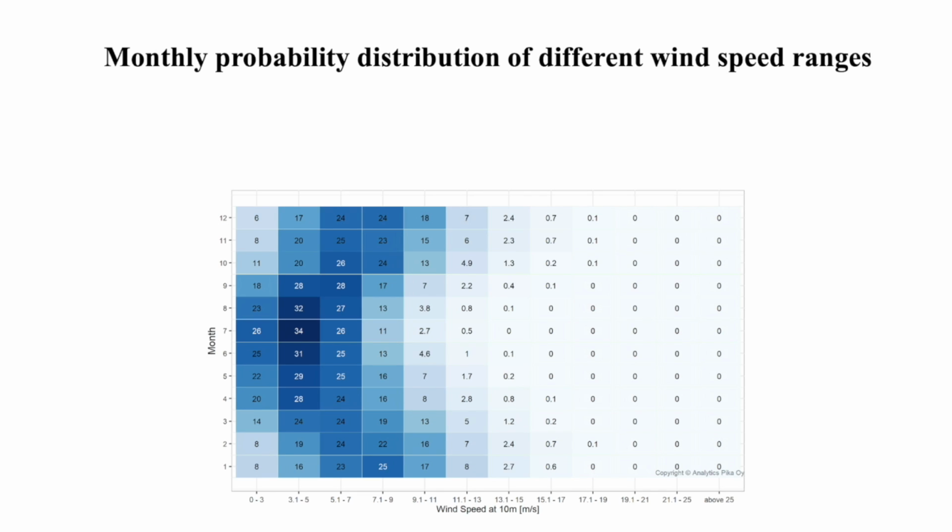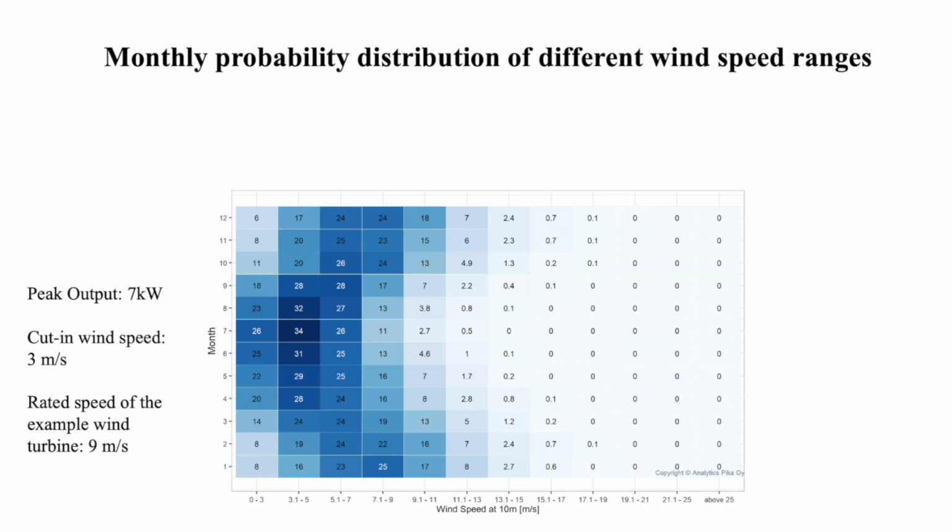for off-grid systems. To calculate the electricity production of a wind turbine, we use a table with probabilities of various wind speed brackets for each month, which is also included in the @c report. Let's consider this power curve we've mentioned before and wind distribution to calculate how much energy our wind turbine can produce per month. For the calculation, let's assume that our turbine has the following characteristics: 7 kilowatts peak output, 3 meters per second cut-in wind speed, 9 meters per second rated speed.